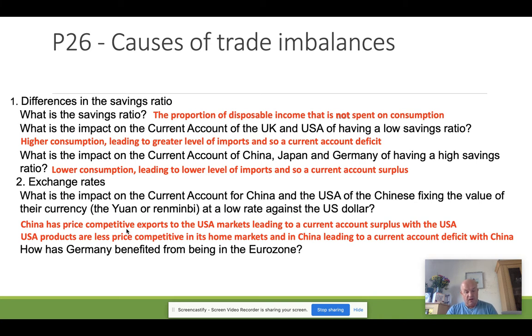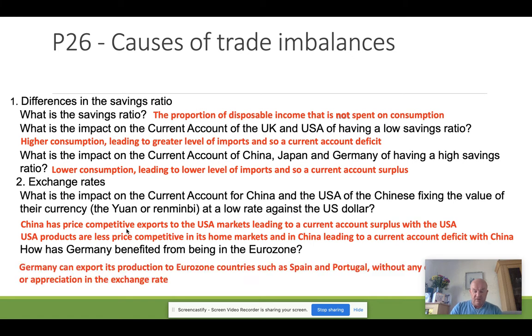Okay, so there's one example. Let's have a look at the next question then. How has Germany benefited from being in the Eurozone? Again, this is a question that you could have a go at yourself. Have a go at that question in your booklet, and we'll come back and then look at what the answer would be.